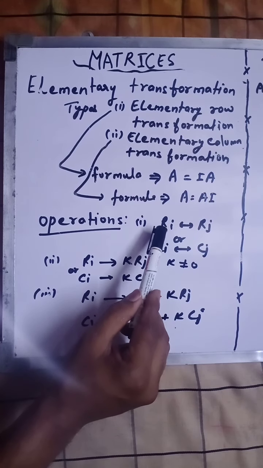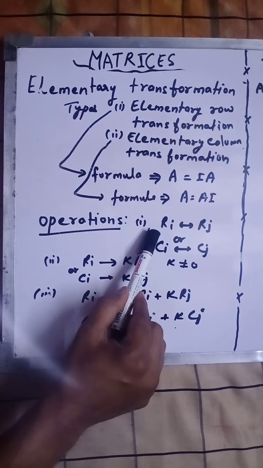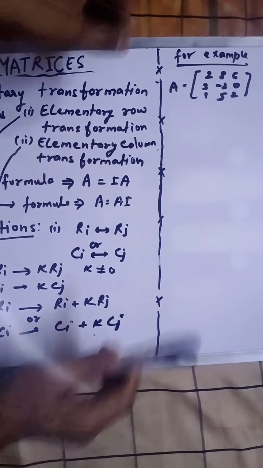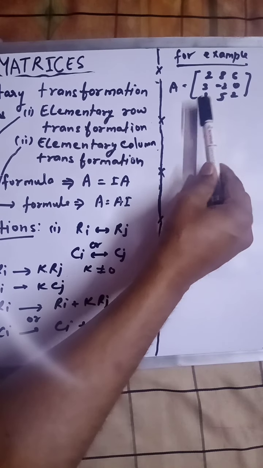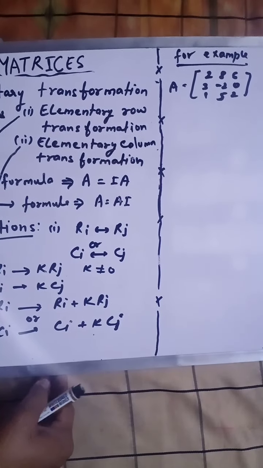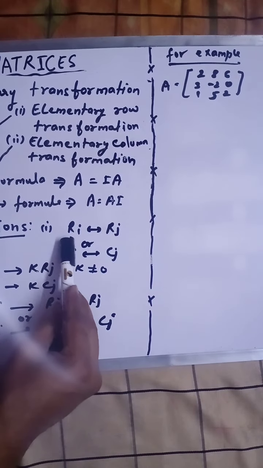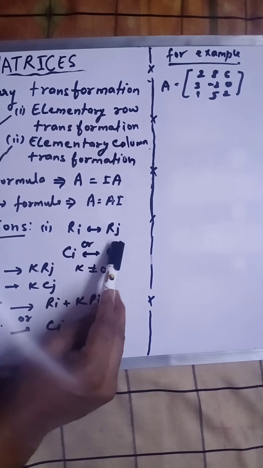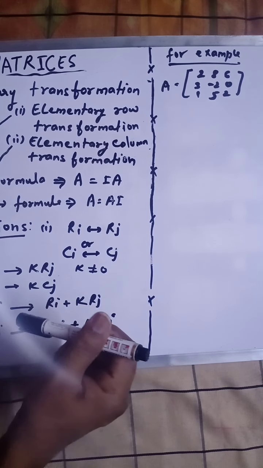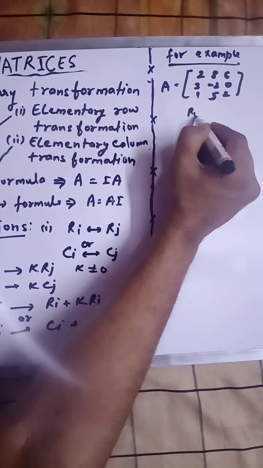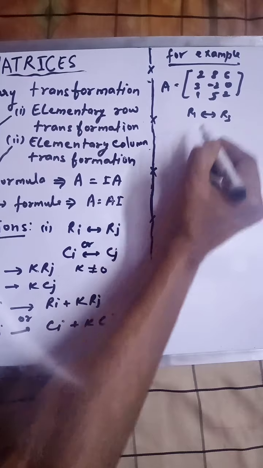Suppose a square matrix like this is given to you. We are taking the example. Our first operation is Ri interchanging with Rj. This double-sided arrow indicates interchanging. That means you can interchange any row with any other row. For example, here I am interchanging R1 with row R3.